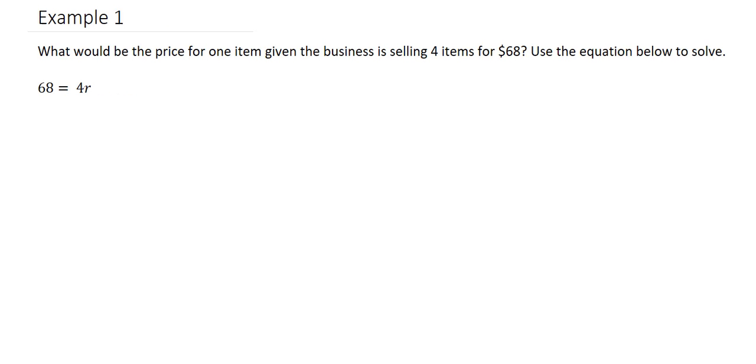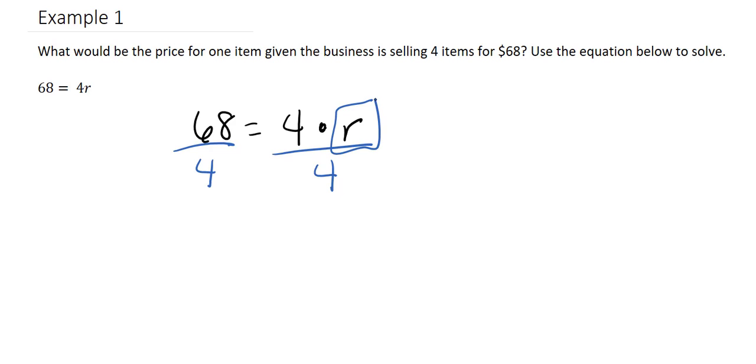Example 1: What would be the price for one item given the business is selling 4 items for $68? We're going to use the equation below to solve. We have 68 is equal to 4 times r. In order to undo this multiplication, this 4 times r, we're going to get rid of the 4 and divide by 4 on both sides. That way we get r by itself, because 4 over 4 is just 1.